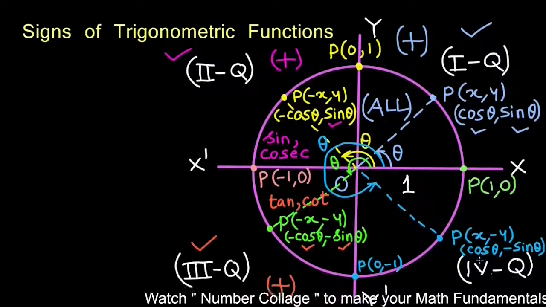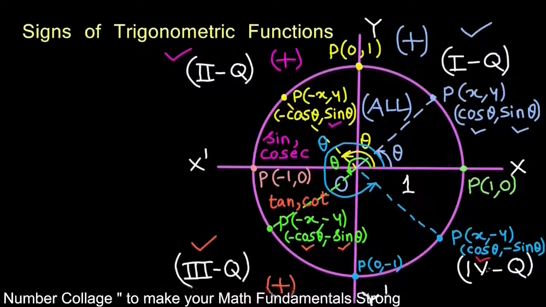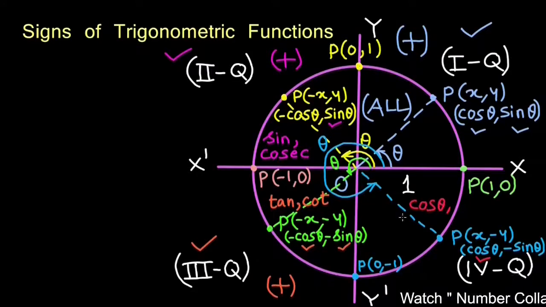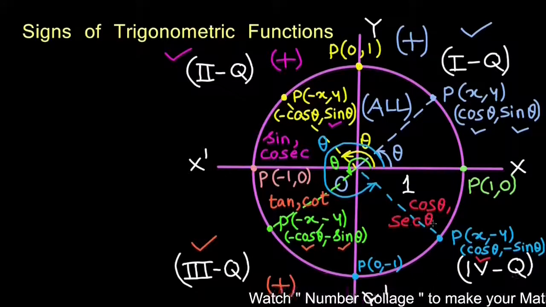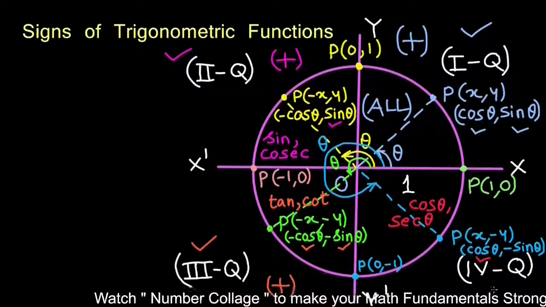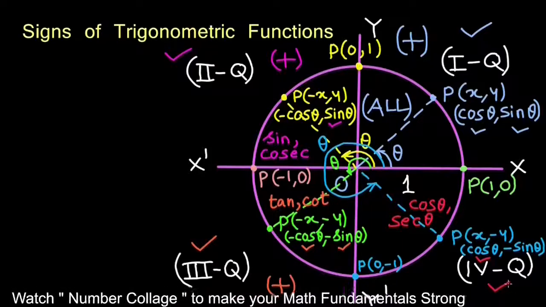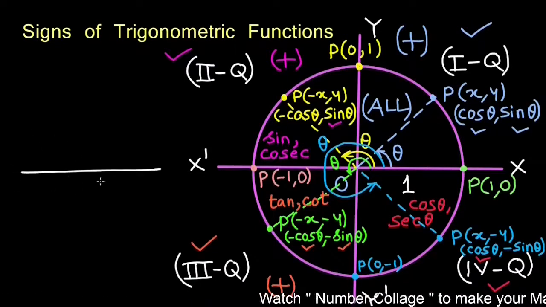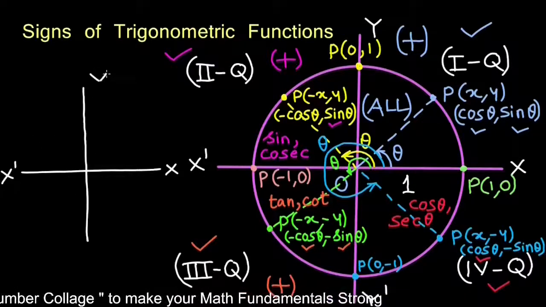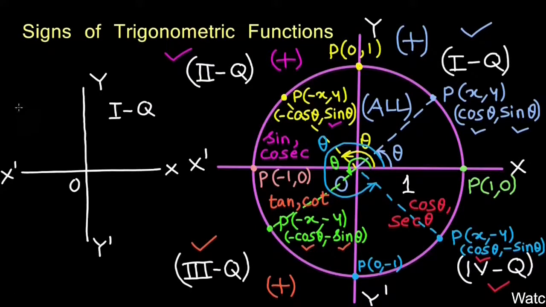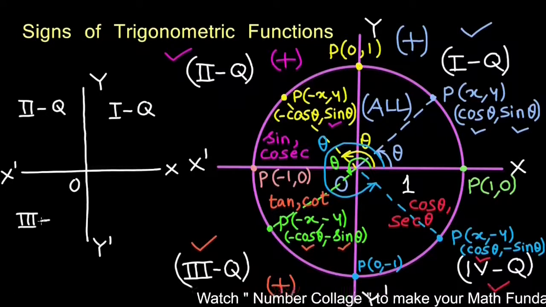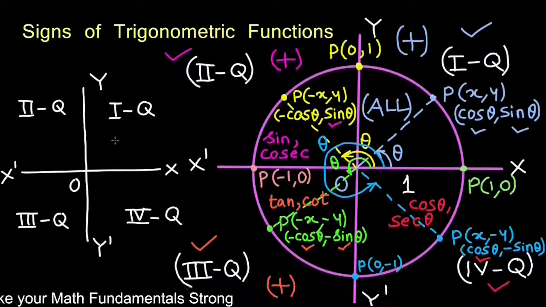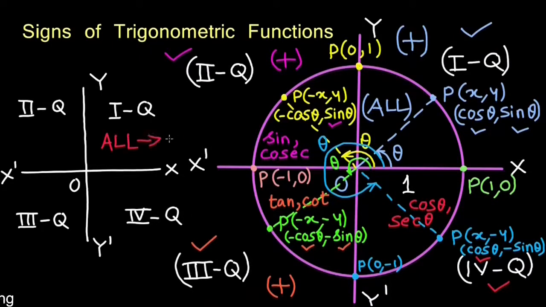Now since cos theta is positive, cos theta and sec theta, these two ratios will be positive in the fourth quadrant and the remaining ratios will be negative. We can remember the signs of the trigonometric functions like this: x-axis, y-axis, origin, first quadrant, second quadrant, third quadrant, and fourth quadrant. In the first quadrant, all trigonometric ratios are positive.